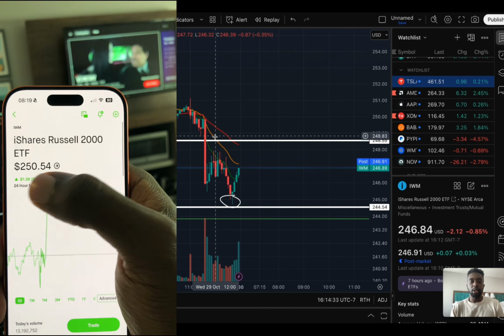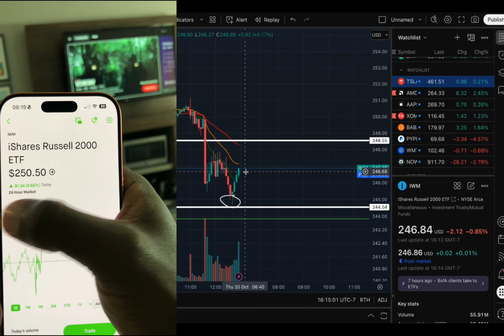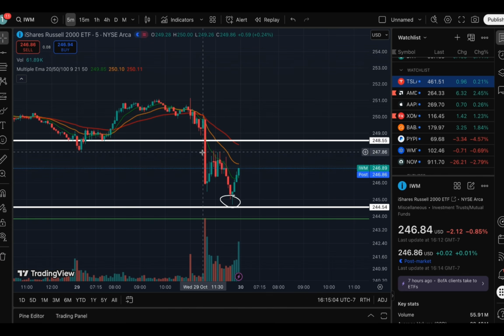So that's support and resistance as a beginner. Now let's talk about the trend, because a lot of people don't know if they should be trading calls or if they should be trading puts or what the case is.